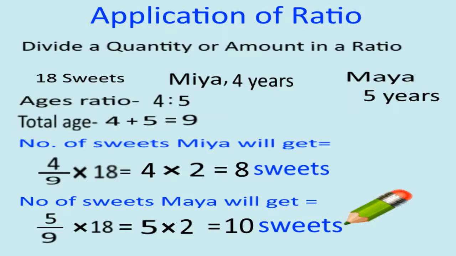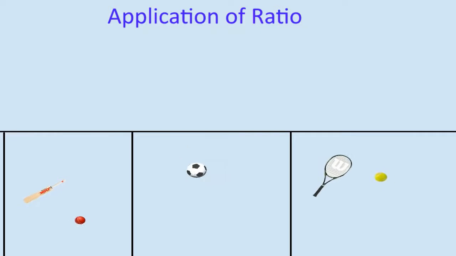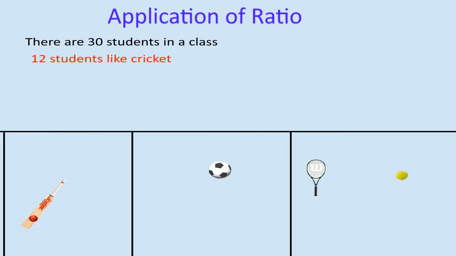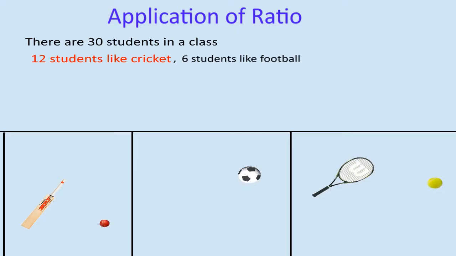Hope all understood how to divide an amount or quantity in a given ratio, which is clearly described in these two problems. Now let us discuss another type of ratio problem, in which we find the ratio of students on the basis of the games they like. Of 30 students, 12 students like cricket, 6 students like football, and the remaining students like tennis.